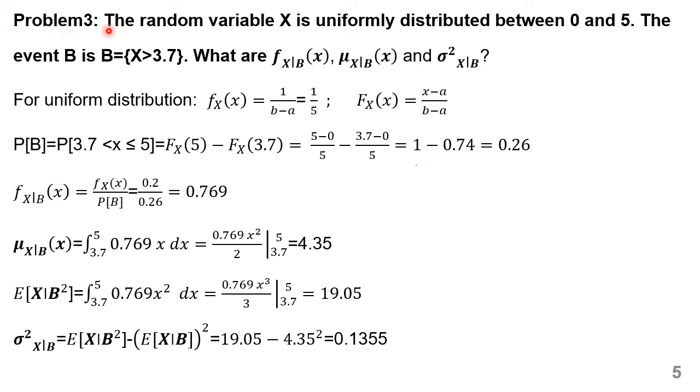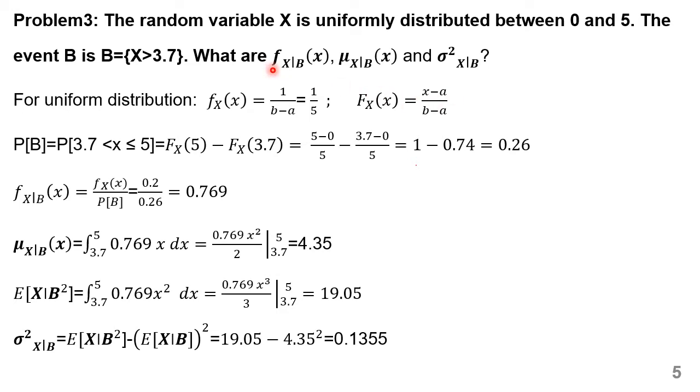Third problem: the random variable x is uniformly distributed between 0 and 5. The event B is x greater than 3.7. What are f_X|B(x), mu_X|B, and sigma squared X given B?